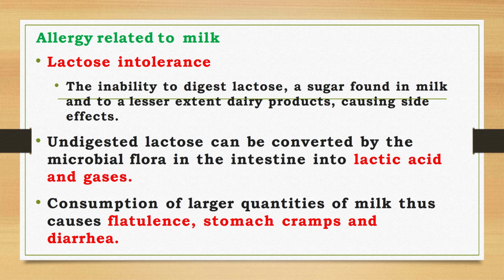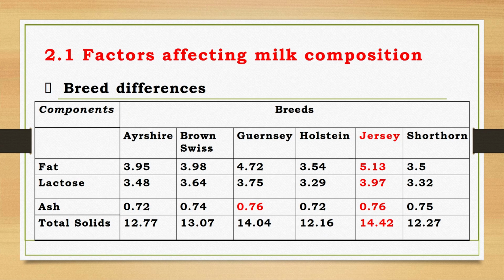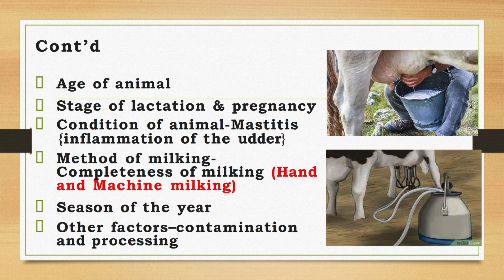So what affects what's in our milk? Let's look at the factors affecting milk composition. One major factor is breed differences. This table shows how components vary across different cow breeds. For Jersey, fat is 5.13%, lactose is 3.97%, ash is 0.76%, total solids are 14.42%.